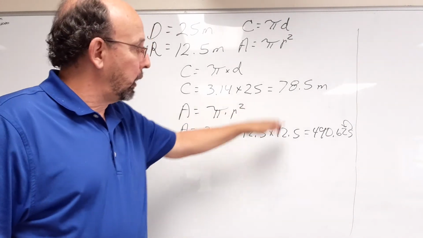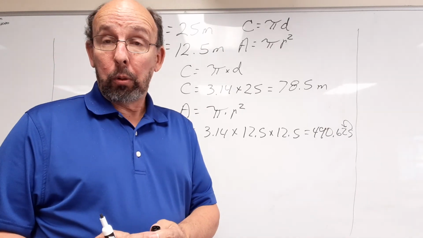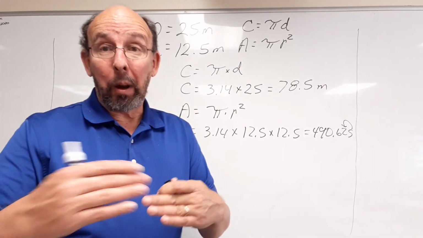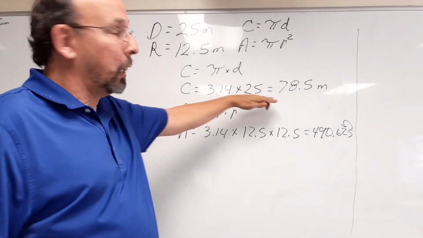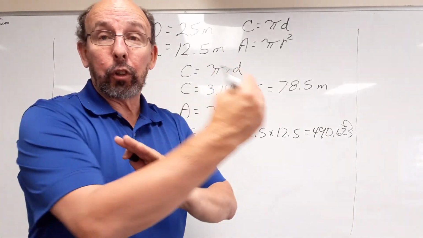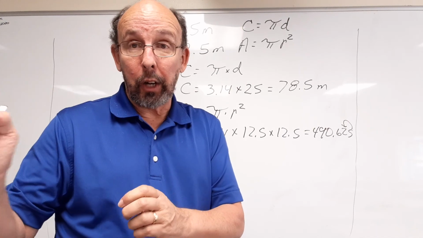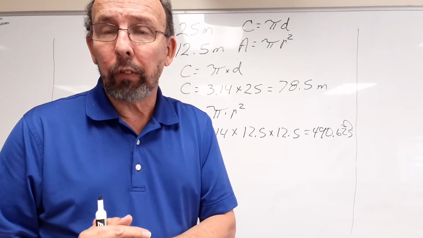Radius squared, not the radius times 2. What is the radius times 2? Radius times 2 is the diameter. So if you're taking pi d for the area, you're going to get the same answer for the circumference and the area. If you see that, if you get your area and you say, oh, I got the same answer for area that I got for circumference.